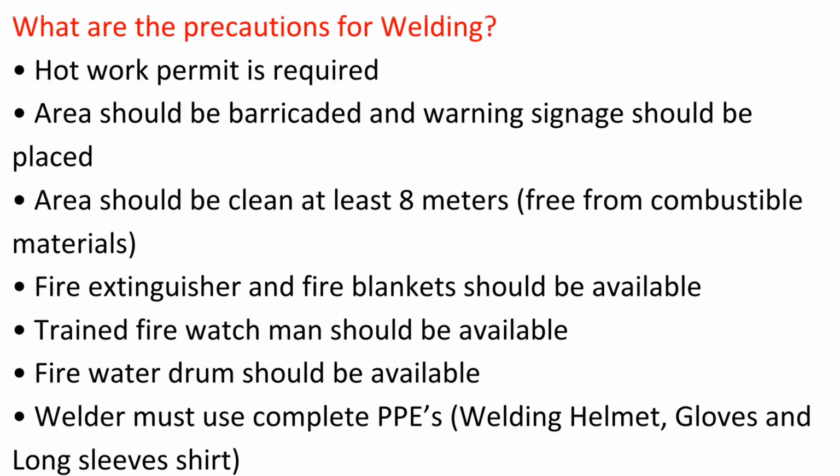Question: What are the precautions for welding? Answer: Hot work permit is required. Area should be barricaded and warning signage should be placed. Area should be cleared at least 8 meters, free from combustible materials. Fire extinguisher and fire blankets should be available. Trained fire watchman should be available. Fire water drum should be available. Welder must use complete PPE: welding helmet, gloves and long sleeve shirt.